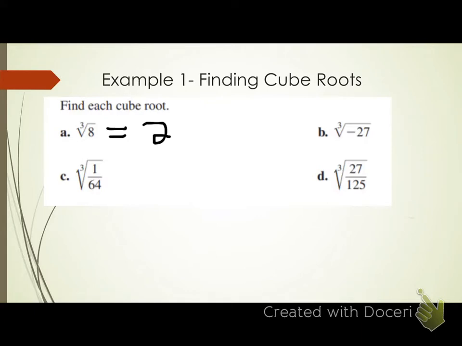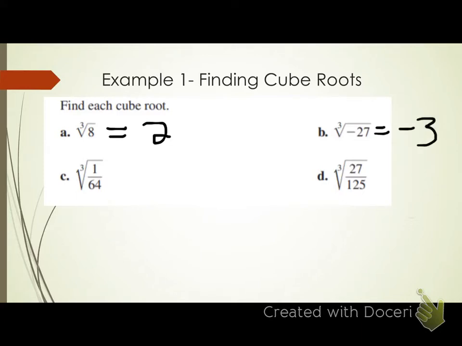Okay, letter B. I've got the cube root of negative 27. So I'm asking myself, what number times itself again gives me negative 27? Someone raise your hand and give me the answer. Not 9. What's 9 times 9? 81. 81 times 9. Yes. 3? What's 3 times 3? 9. What's 9 times 3? Positive 27, right? I got a negative 27. So it's not 3, but it's negative 3. Very good.